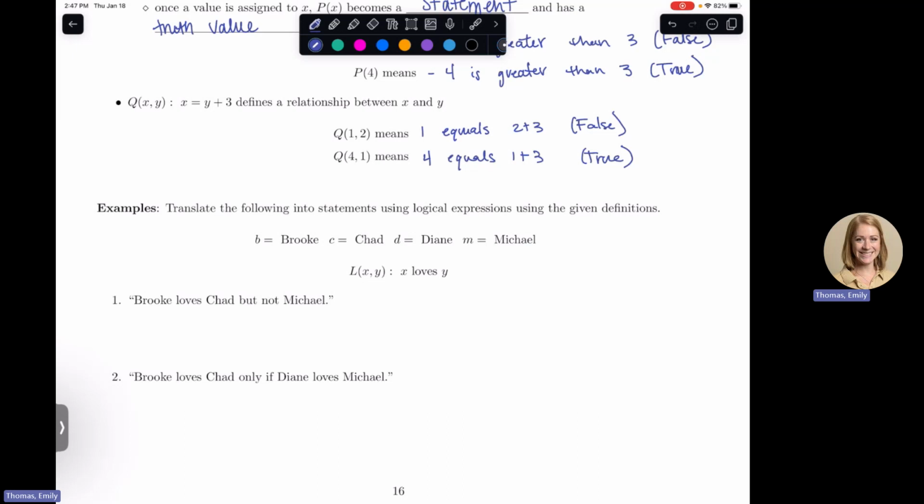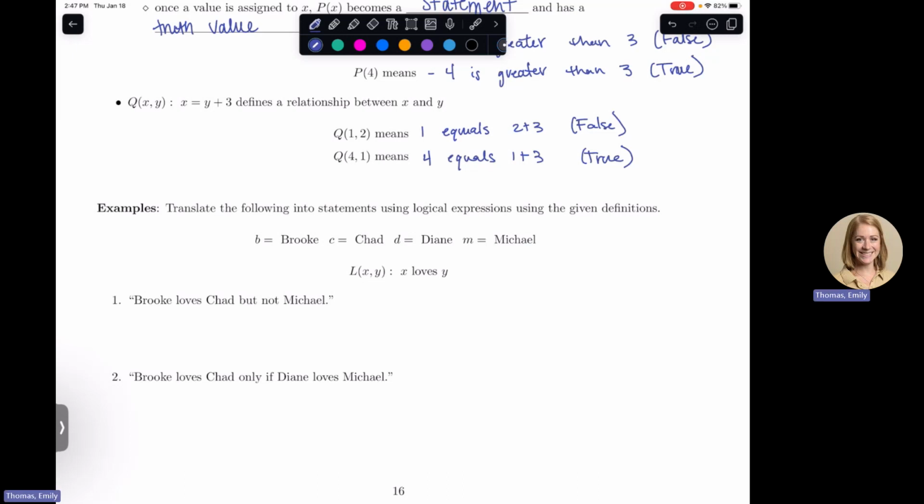We have these variables: Brooke, Chad, Diane, and Michael. And our predicate is that X loves Y. So we're going to take these words and put them into symbols. We'll obviously go backwards as well. So Brooke loves Chad, but not Michael. L of XY means that X loves Y.